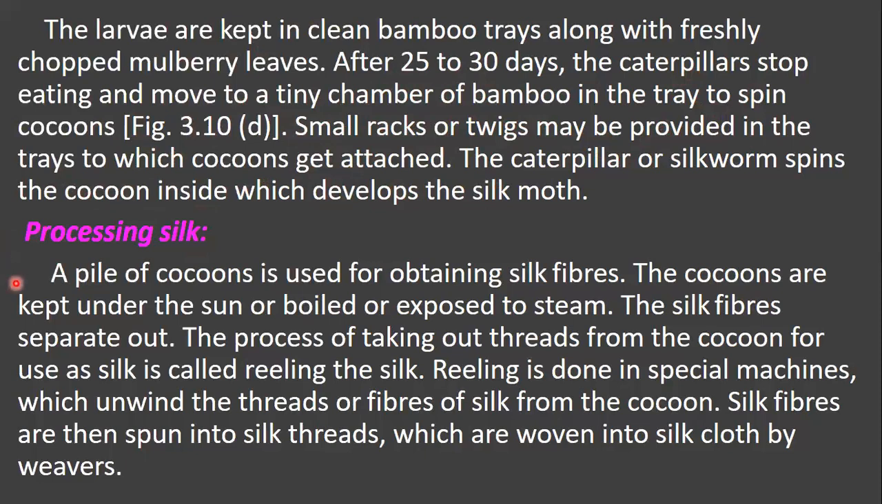And next, in processing of silk, first a large number of cocoons are used for obtaining silk fibers, and then the cocoons are kept under the sun or boiled or exposed to steam. Then the silk fibers are separated. The process of taking out the threads from the cocoon for the use of silk is called reeling the silk. Reeling is done in special machines which unwind the threads or fibers, means they separate the threads or fibers of silk from the cocoon, and silk fibers are then spun into silk threads which are woven into silk cloth by the weavers. This is all about the processing of silk.